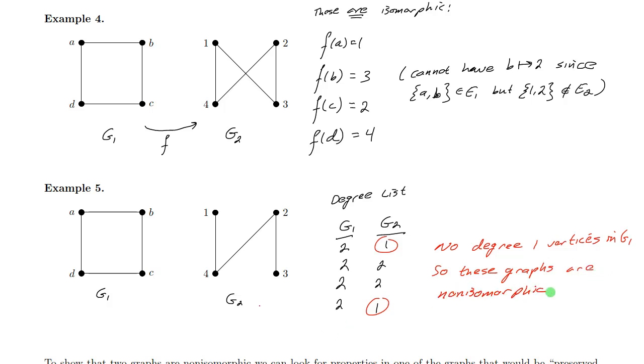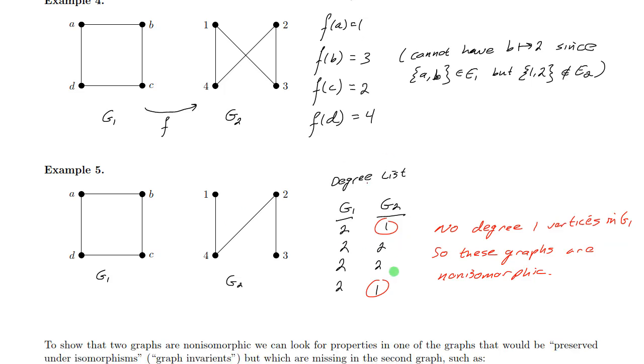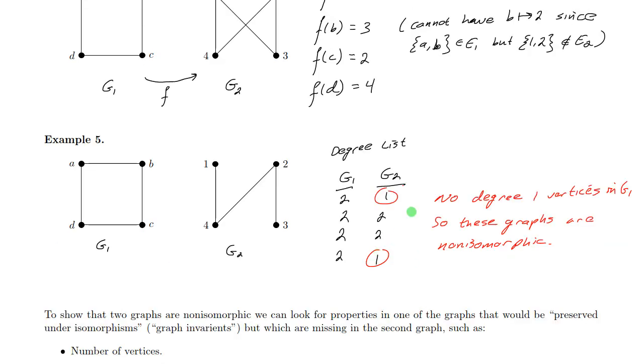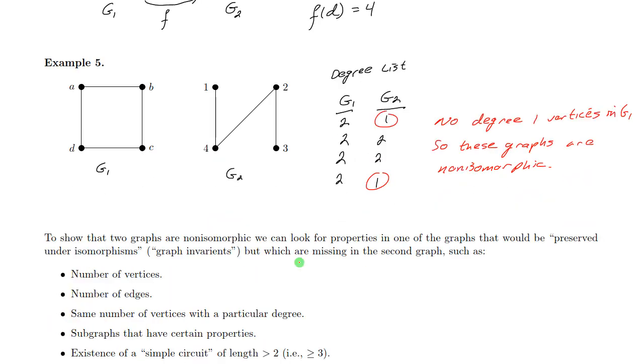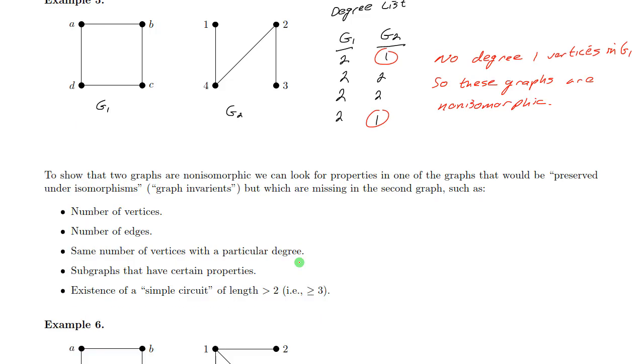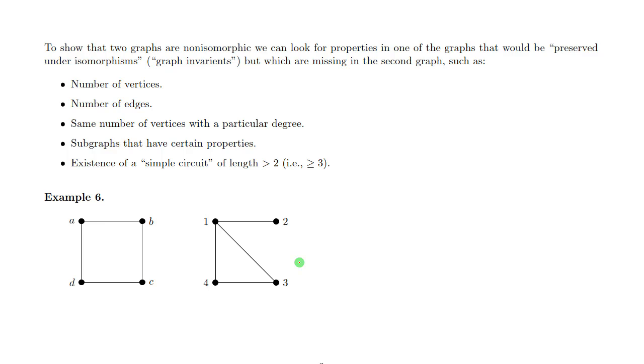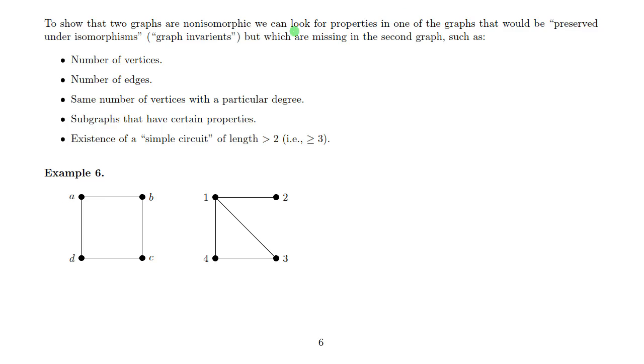So non-isomorphic, I can't set up the bijection in a way that's going to preserve the adjacencies, because I'm going to be forced to map something in G1 to a vertex in G2 that's not going to be adjacent to the appropriate things. So to show that two graphs are non-isomorphic, we can look at properties in one of the graphs that would be preserved under isomorphisms. These are called graph invariants, something that we have in one of the graphs that doesn't show up in the other. So we can look at things like the number of vertices.